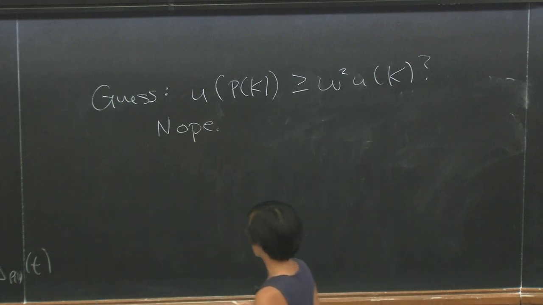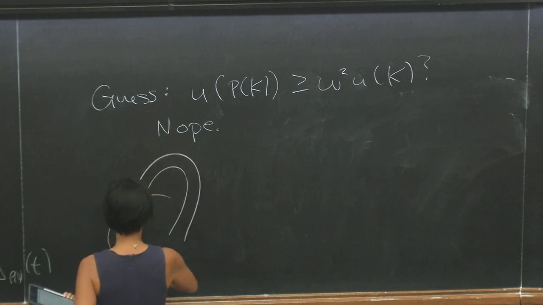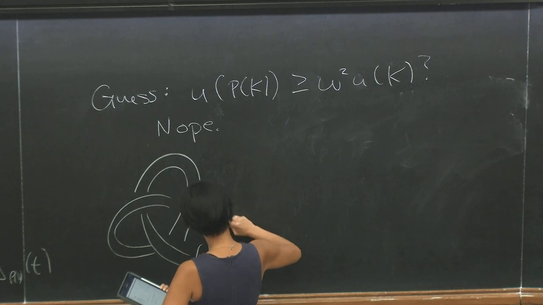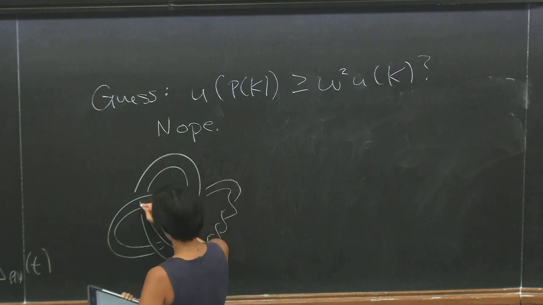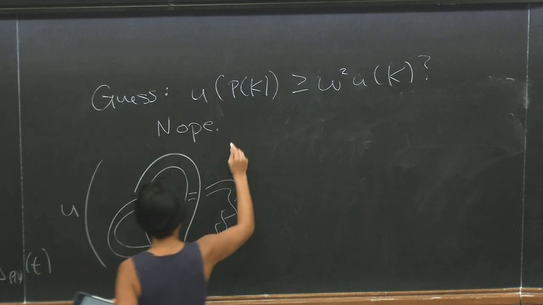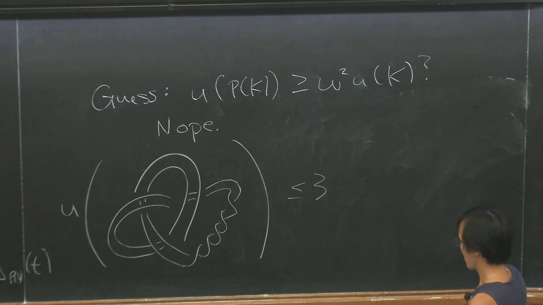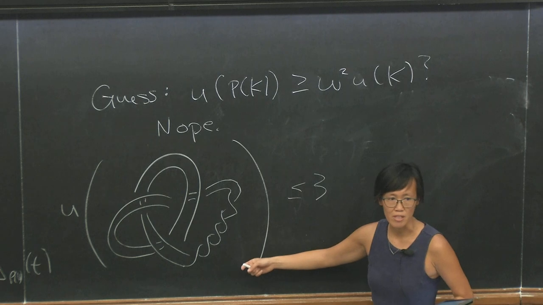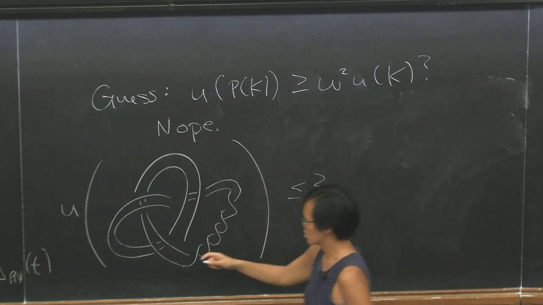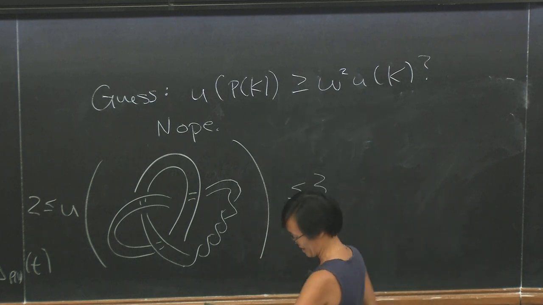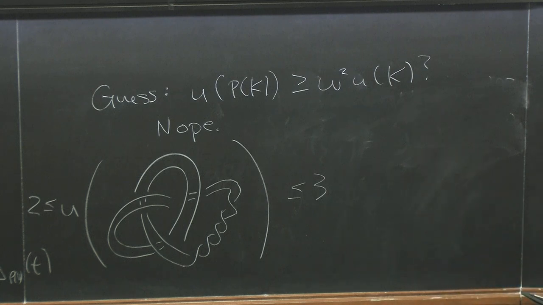Let's look at the 2-1 cable of the trefoil. I'll leave it as an exercise for you to check that the unknotting number of this is at most 3. So there are 3 crossings you could change to get the unknot. As far as I know, it's also open what the unknotting number of this knot is. There are bounds; I'd say it's at least 2. So maybe by the end of the week, someone can tell me what the unknotting number of this is. That would be great. I would be very happy. Okay, so maybe that was a bad guess.